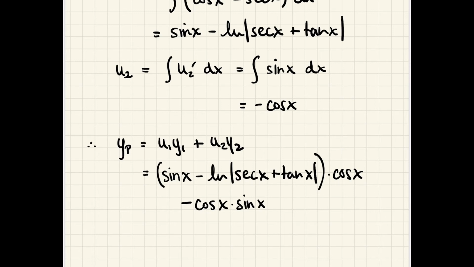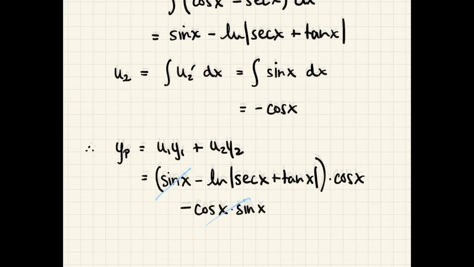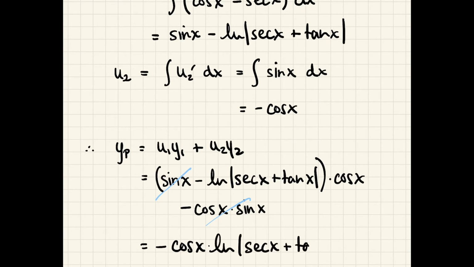Okay, so before we pair this off with our complementary solution, we get a little bit of cancellation, because if this cosine distributes, we get cosine times sine minus cosine times sine. Okay, so we're left with negative cosine of x times ln of secant of x plus tangent of x for our particular solution. So all we have to do is add that to the complementary solution, and we have the general solution.